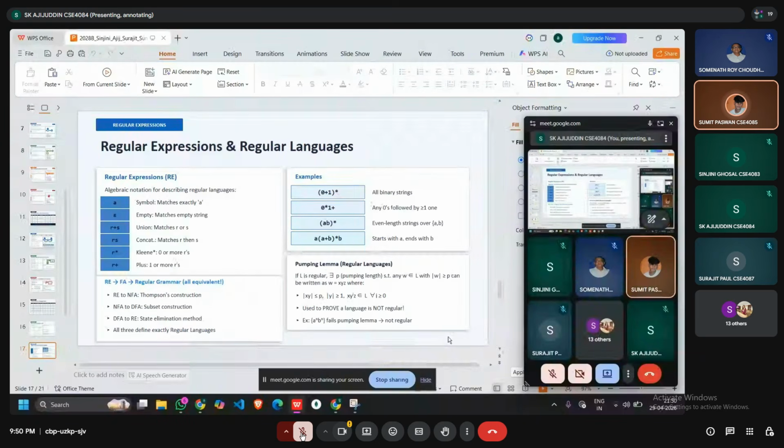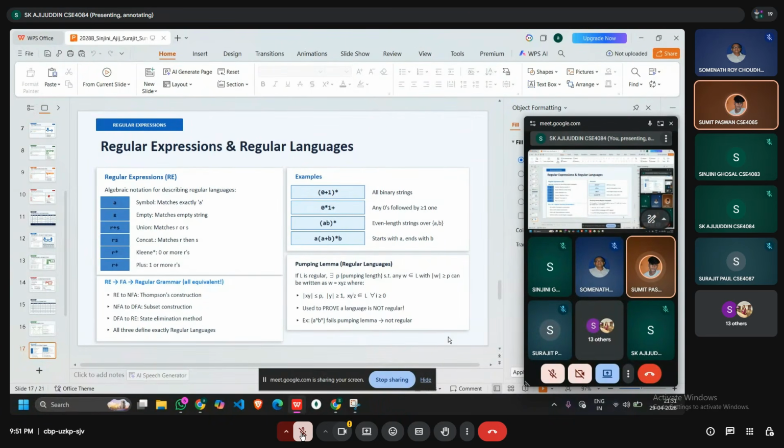And there are regular expressions and regular languages. So regular expressions are an algebraic notation for describing regular languages. A symbol a matches exactly a. Then the second one is epsilon, which matches the empty string. The third one is R plus S, union, which matches R or S. The fourth one is RS, concatenation, which matches R then S. The fifth one is Kleene star, R star, zero or more R's. And the last one is R plus, one or more R's. Then RE, FA, regular grammar, all equivalent.